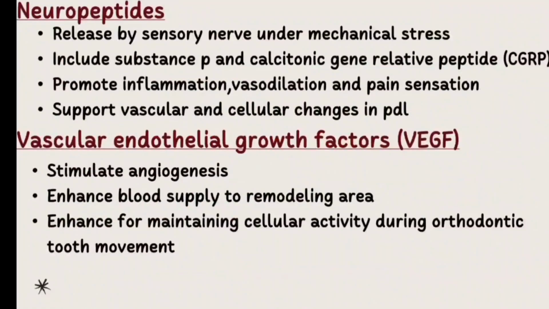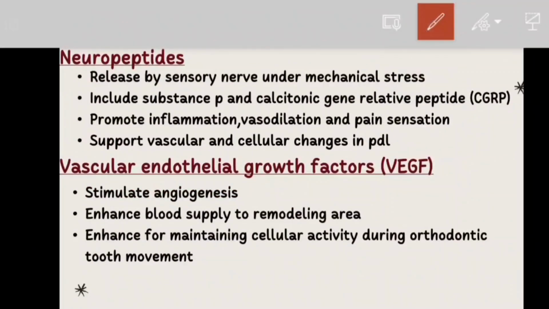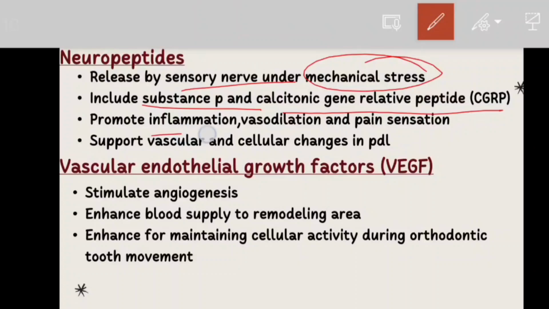Okay. Now the next one is neuropeptides, which are released by the sensory nerves under mechanical stress. Examples include substance P and calcitonin gene related peptide. They promote inflammation, vasodilation and cause pain sensation. So they support the vascular and cellular changes in the PDL. Why do patients feel pain after orthodontic activation? Because neuropeptides are released.